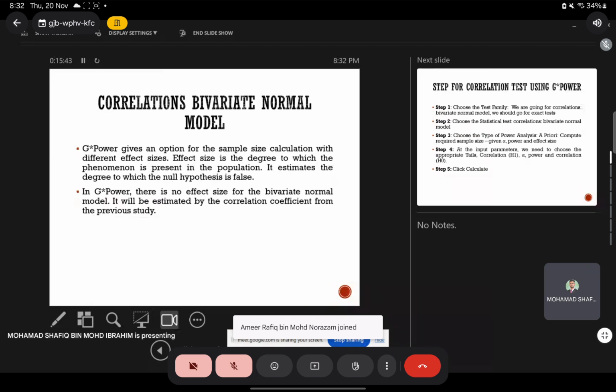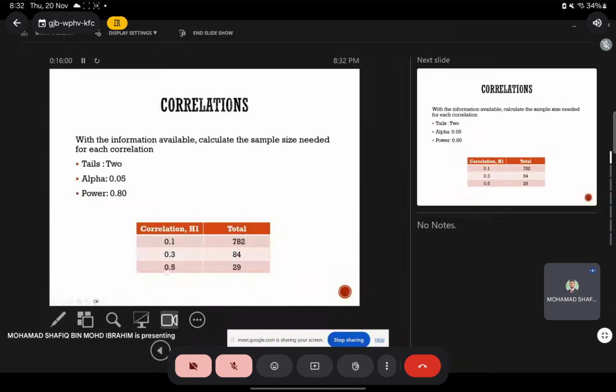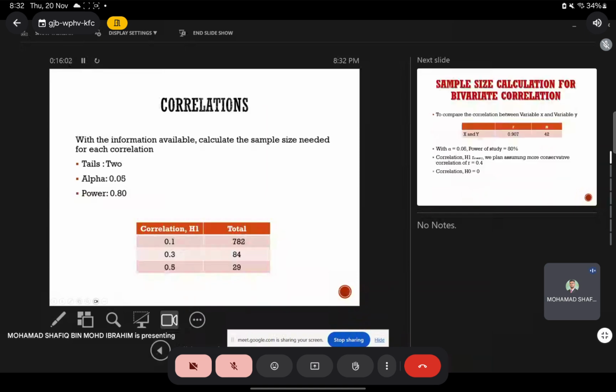two variables. You want to see whether there is any correlation between the two variables. Select the exact correlation by bivariate normal model. So now for the correlation, you might search from the previous study as well. So these are some of the guidelines here. Whenever you choose a very low correlation, you might need a higher sample size, as compared to 0.5. You just need a very minimum of 29.